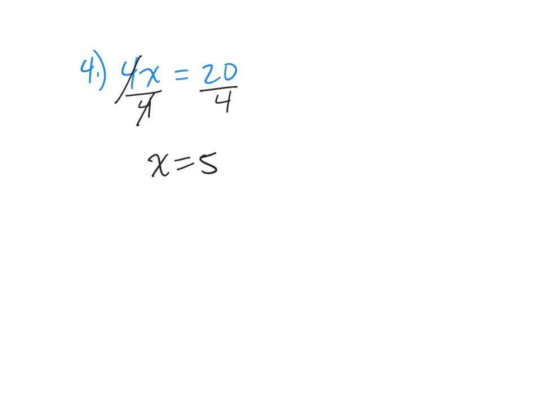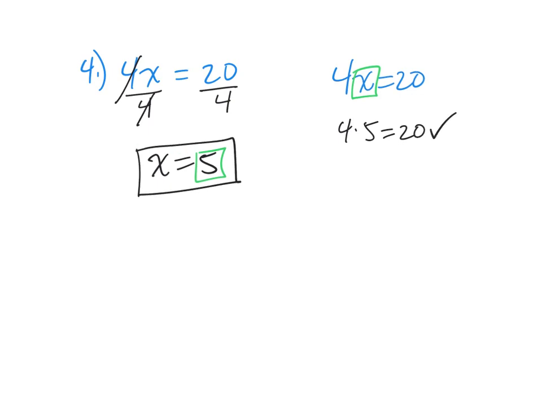Okay, let's take our original equation, which was 4x equals 20. Where I see the x, I'm going to replace it with 5 and see if it makes a true statement. And 4 times 5 is equal to 20, so I know that is correct. So x equals 5 is the correct solution.